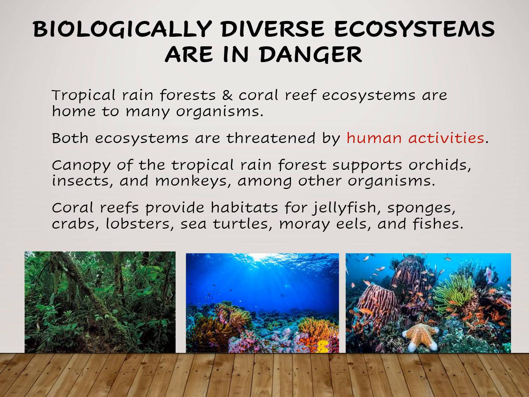Coral reefs, which are found just offshore of the continents and islands near the equator, are built up from calcium carbonate skeletons of sea animals called corals. So reefs provide a habitat for many animals, including jellyfish, sponges, snails, crabs, lobsters, sea turtles, eels, and some of the world's most colorful fishes.